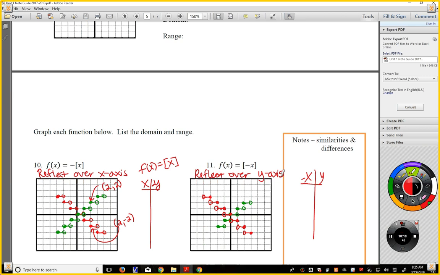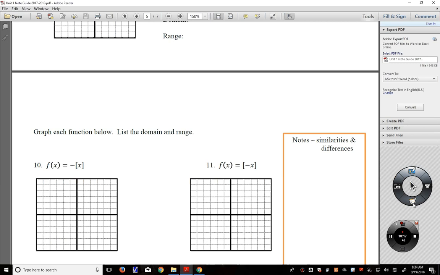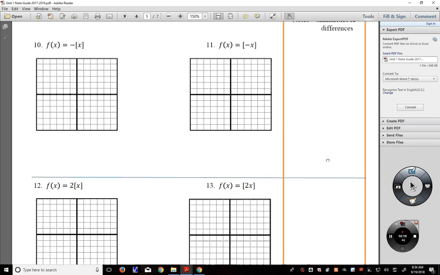Okay, so now let's see what happens when we put some number values in there. We know how the negative will affect the graph, and now we have to figure out how the number values will affect it.